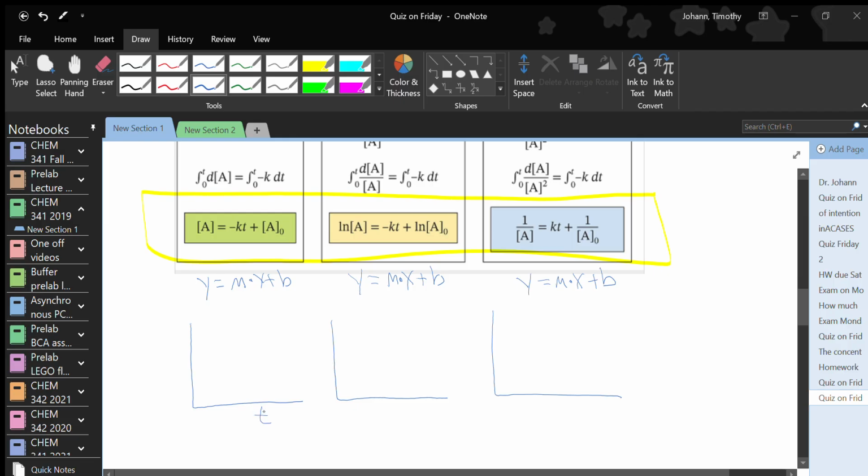T on the x-axis and concentration of A on the y. So you see I'm taking my y and my x. Okay? How about somebody else? How about on the next one? So this is zero order. This is first order. How about the next one?